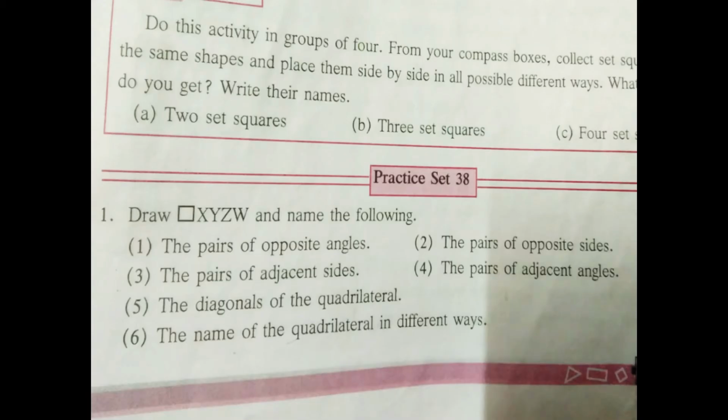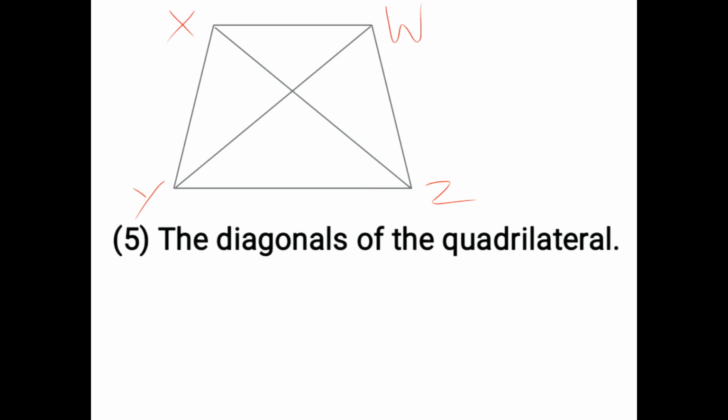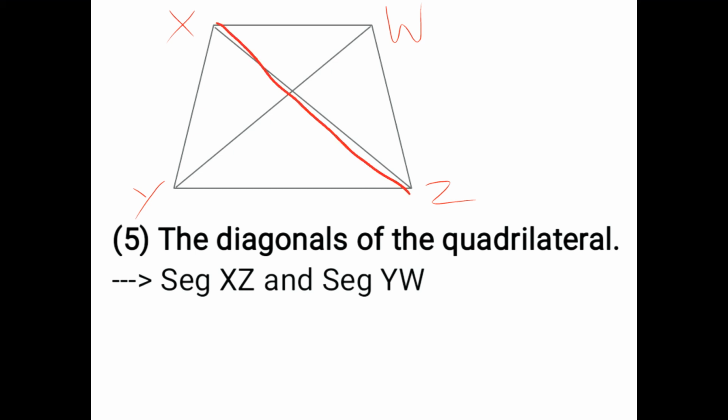Next is the diagonals of the quadrilateral. The diagonals of the quadrilateral are segment XZ and segment YW. Okay, two diagonals of the quadrilateral are there, segment XZ. When you draw the line segment in the opposite way, it forms the diagonal. Segment XZ is here and segment YW is here.